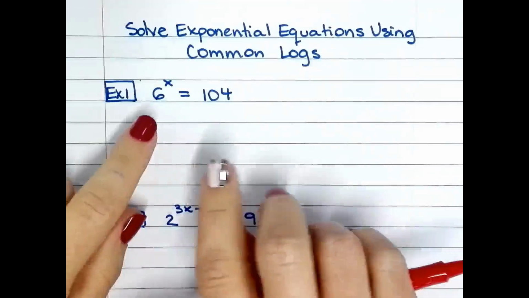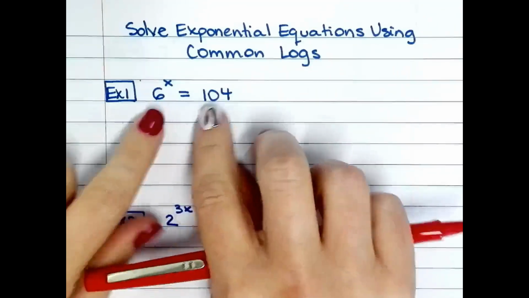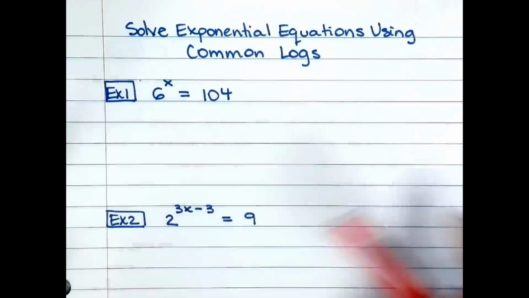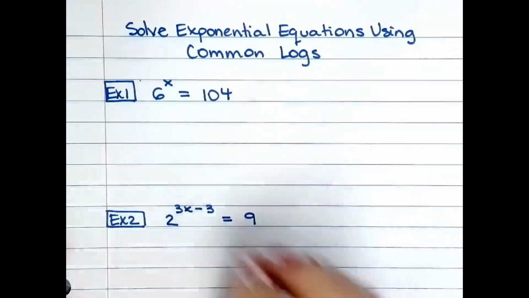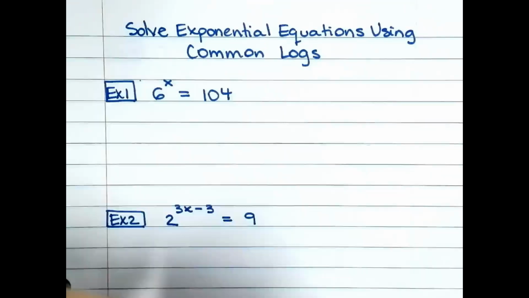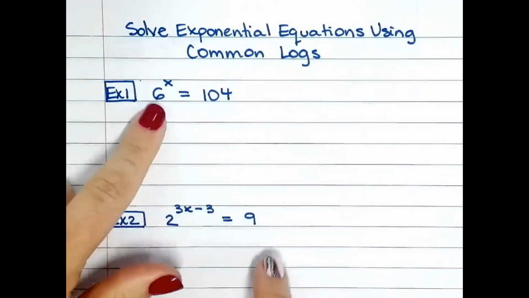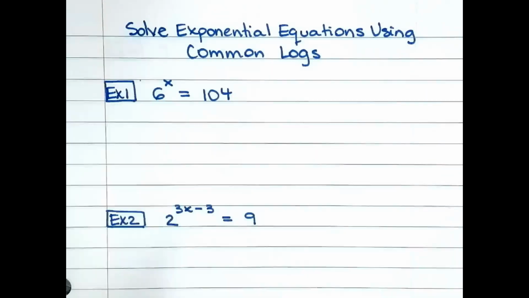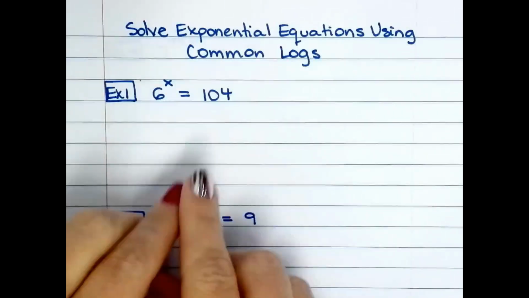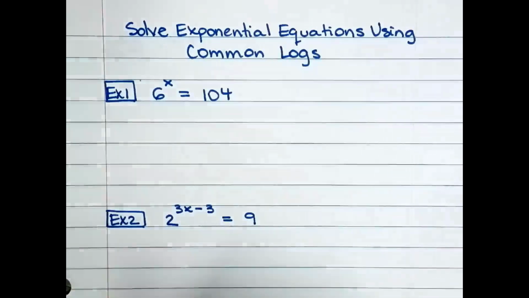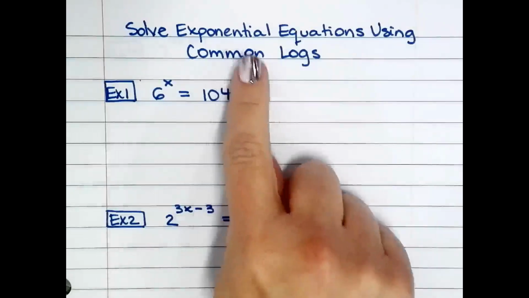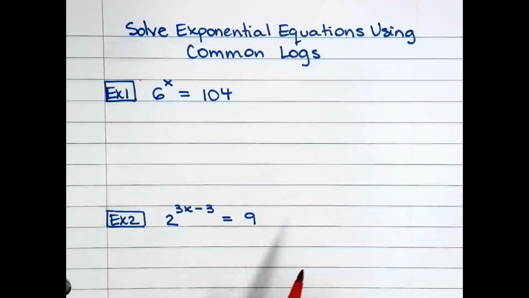So we learned a couple days ago that we could solve exponential equations if we could just somehow magically rewrite them in the same base. But when I look at 6 and 104, they have nothing in common. There's nothing I can do to rewrite them in base 6 or base 104. No, that's a no-go. We can't do it. So you have to use common logs to do that.